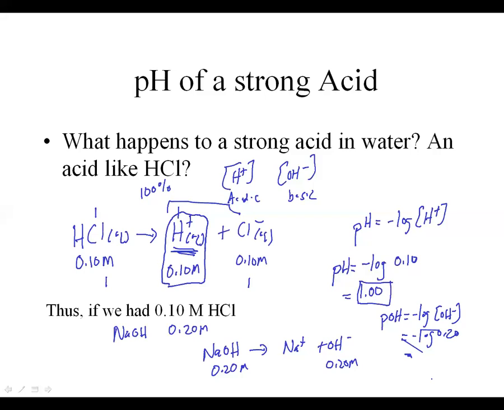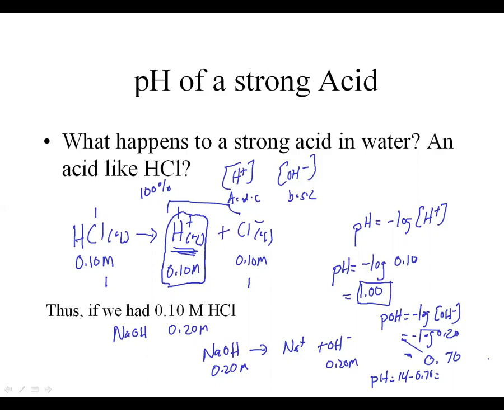replay there. So the pOH would be 0.70. And then if we've got the pOH from that, the pH would be 14 minus 0.70, which would give us 13.3, which is definitely a basic pH.